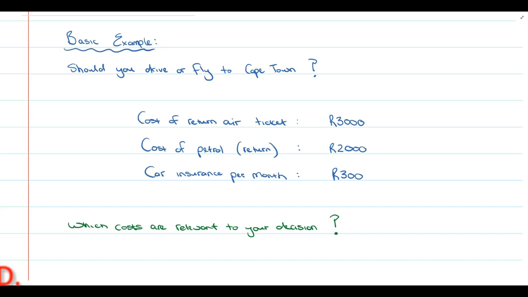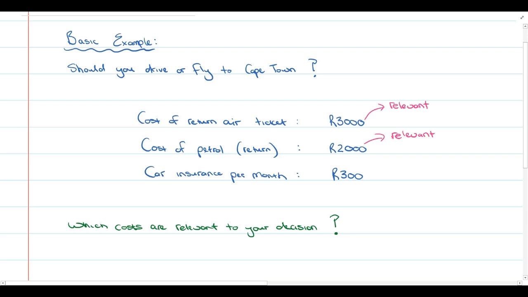What costs are relevant? Now, the reason why I use an example like this is it's not management accounting related. So if we can apply logic to an example like this, you should be able to apply exactly the same logic to a management accounting example. So the first cost that we're given is the cost of the air ticket, 3,000 Rand, and it's a return air ticket. Is that relevant to my decision? Does that help me decide whether I should drive or fly? Definitely. This cost is going to be relevant. The same thing with the petrol. The cost is also going to be relevant.